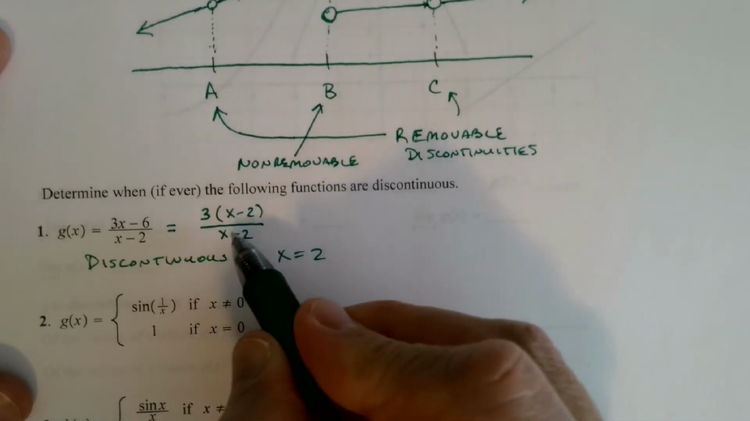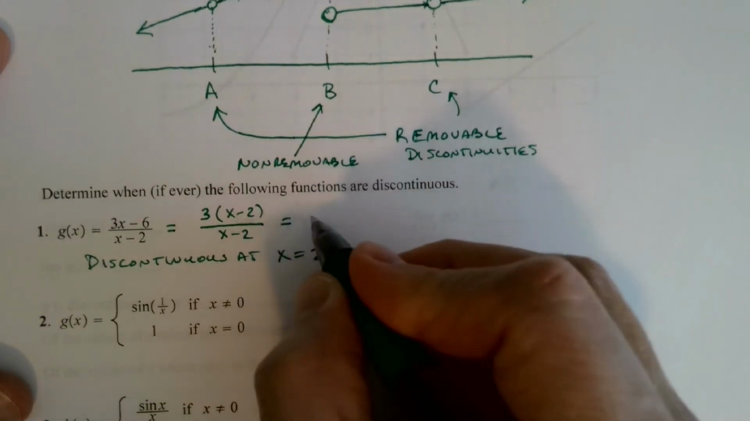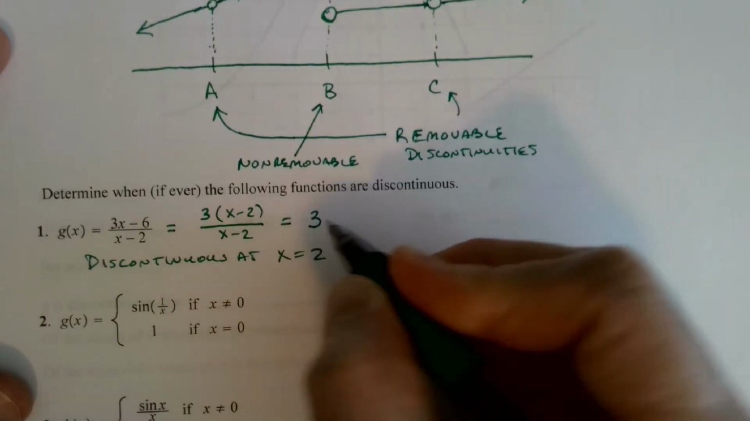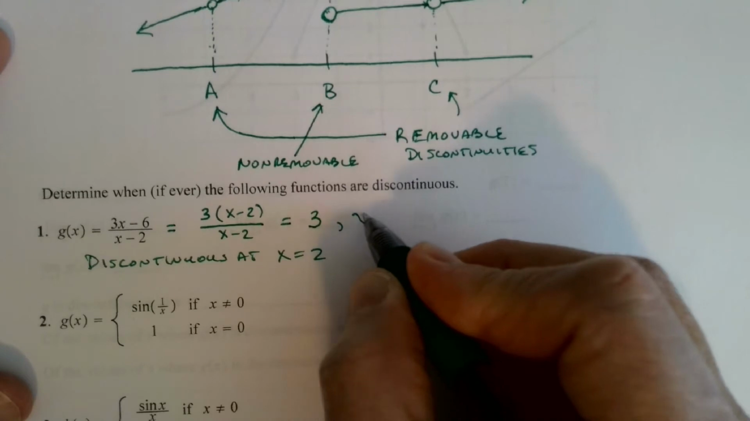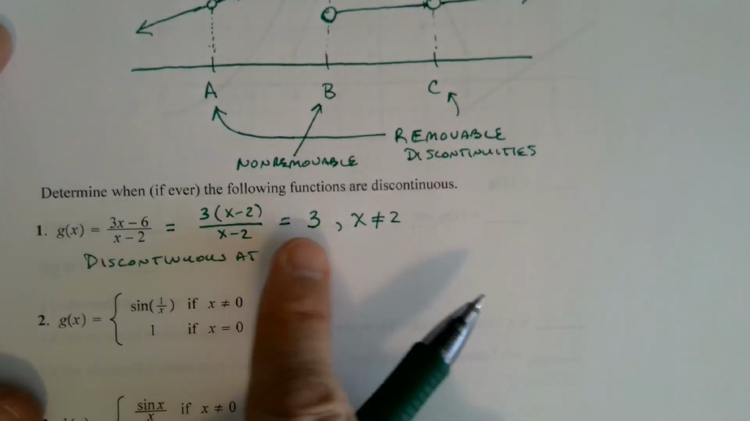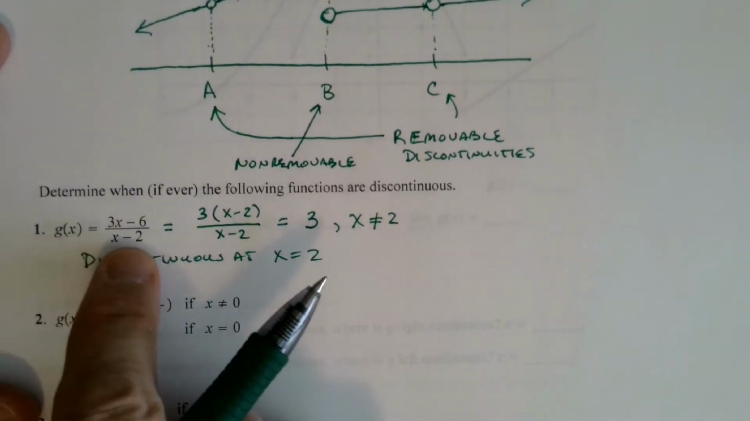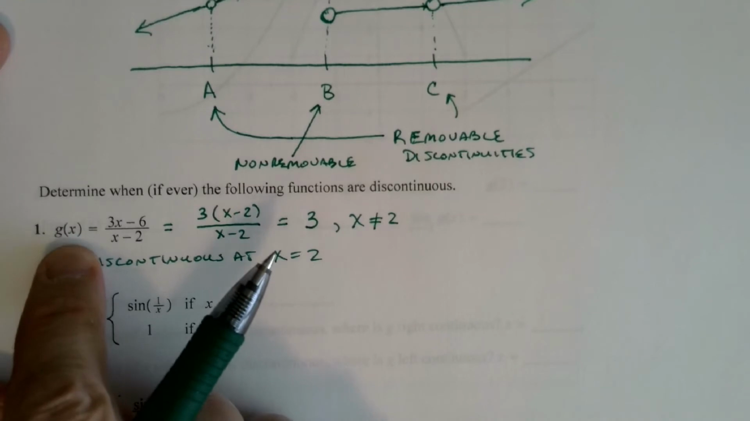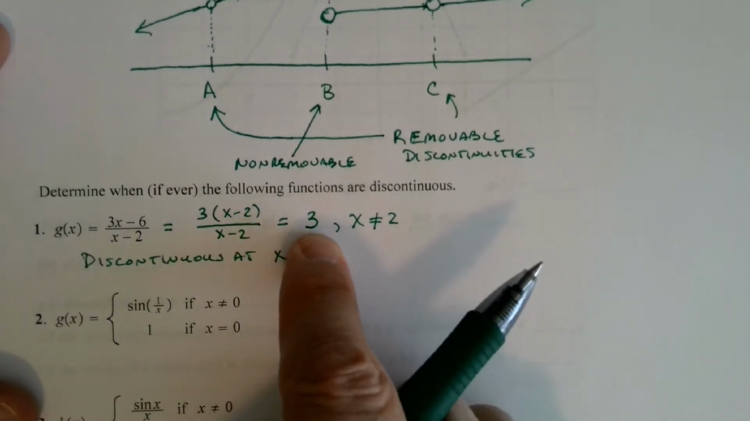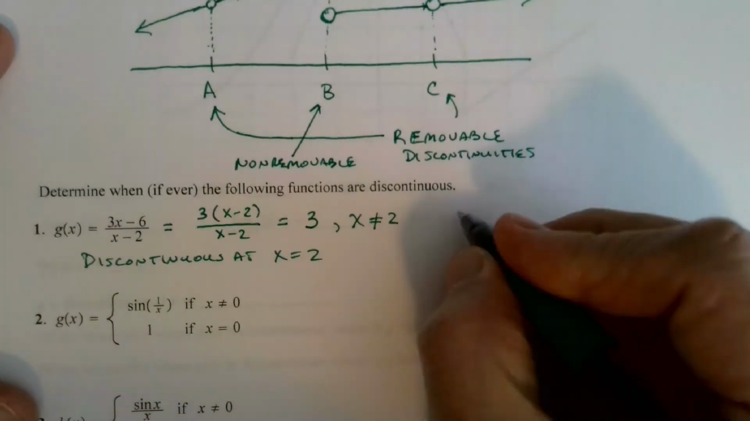Well, I have that common factor of x minus 2 here, and I can simplify this down to just 3. Of course, that is provided x is not equal to 2. Remember, x cannot be 2 in the original function, so we have to be careful. So the function g of x, what does the graph of it look like? It looks exactly like the graph of g of x equals 3 for all values of x except x equal to 2. So what's that going to look like?